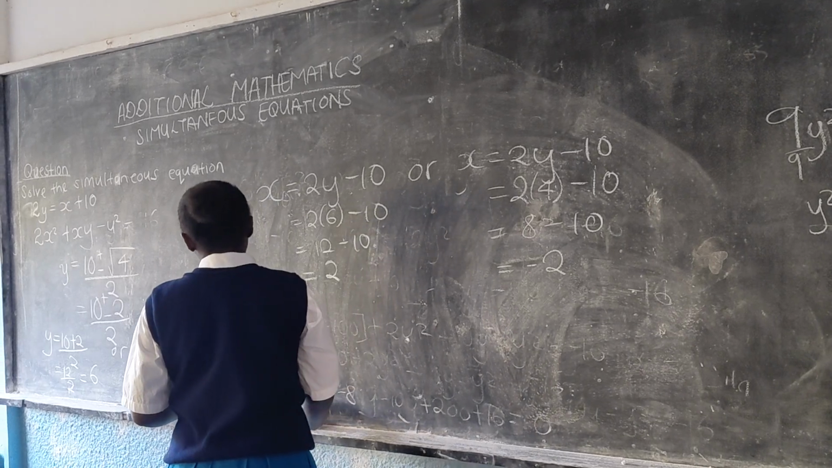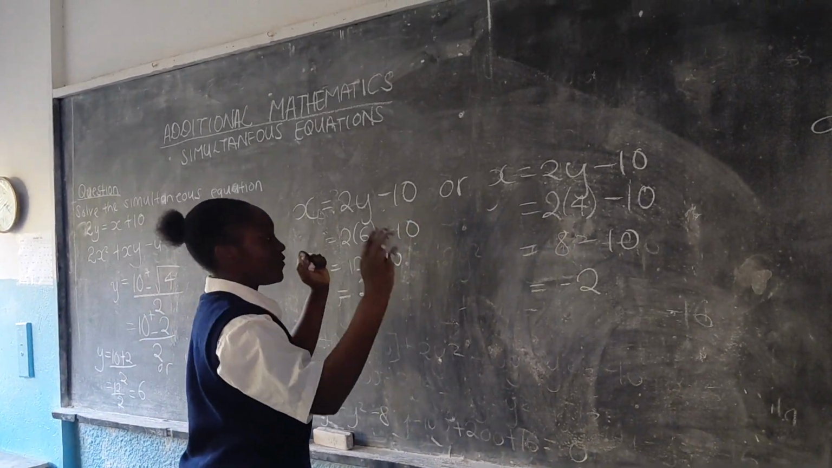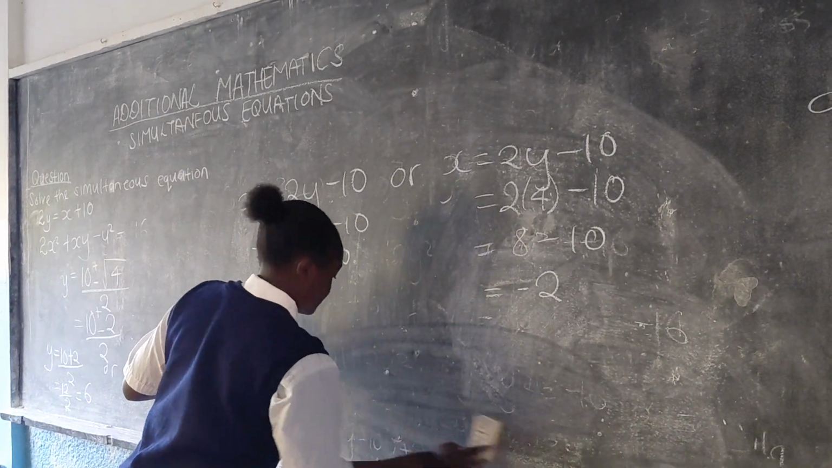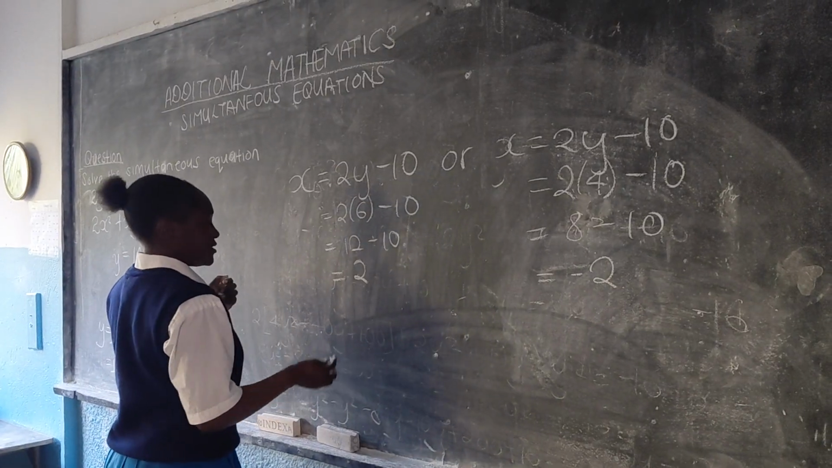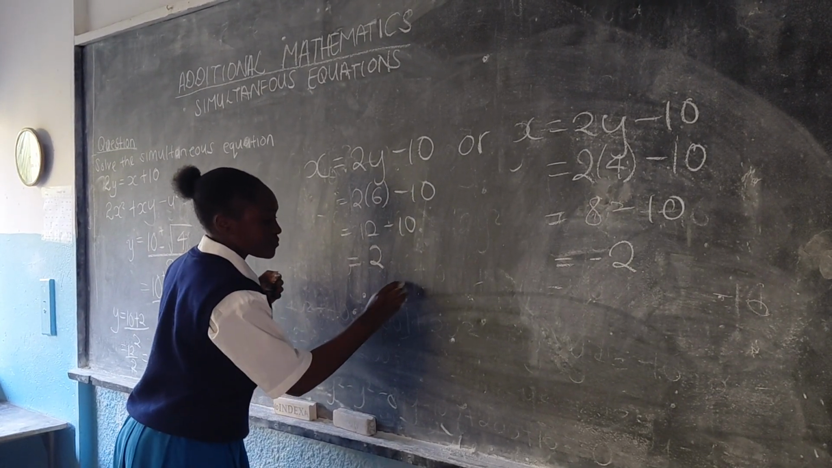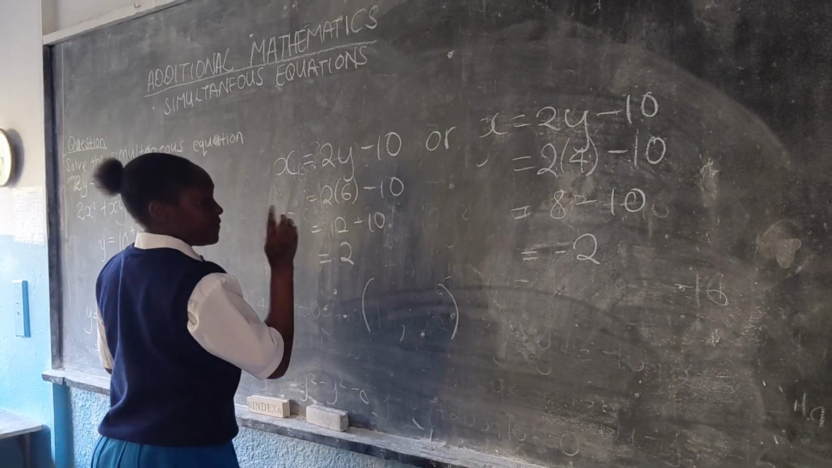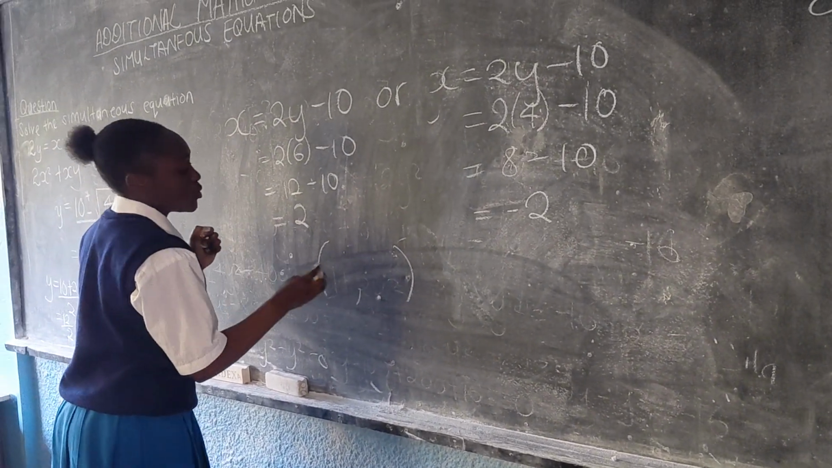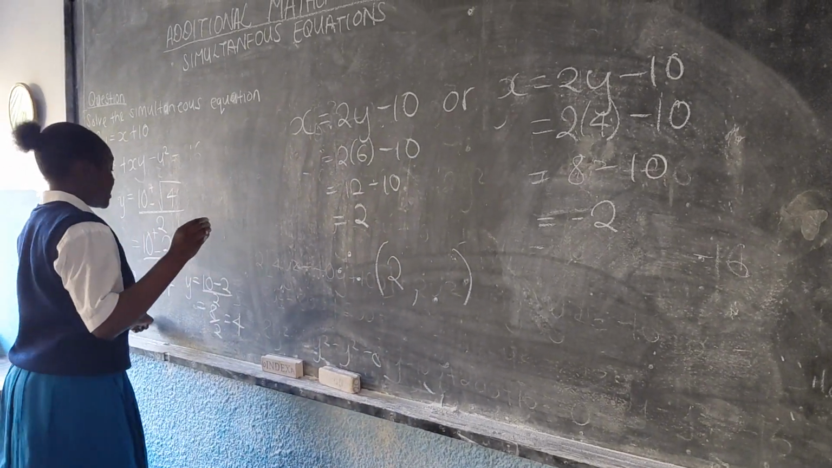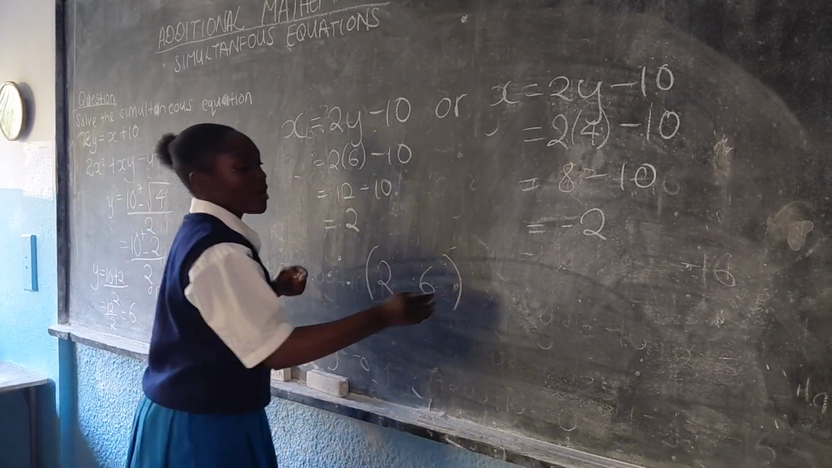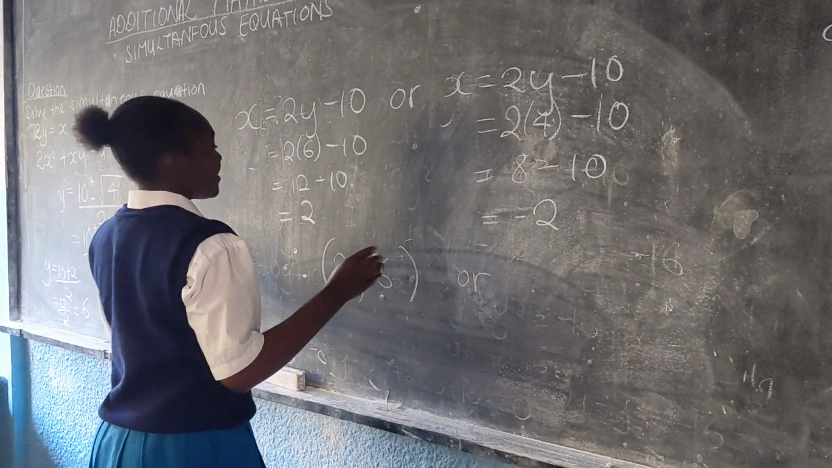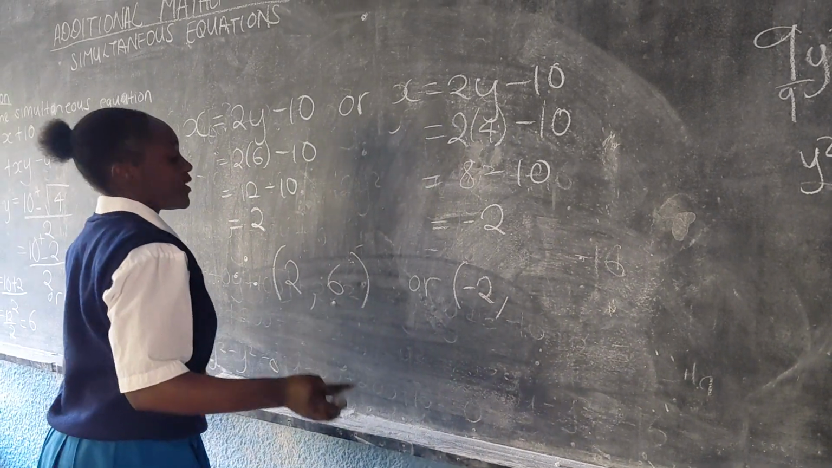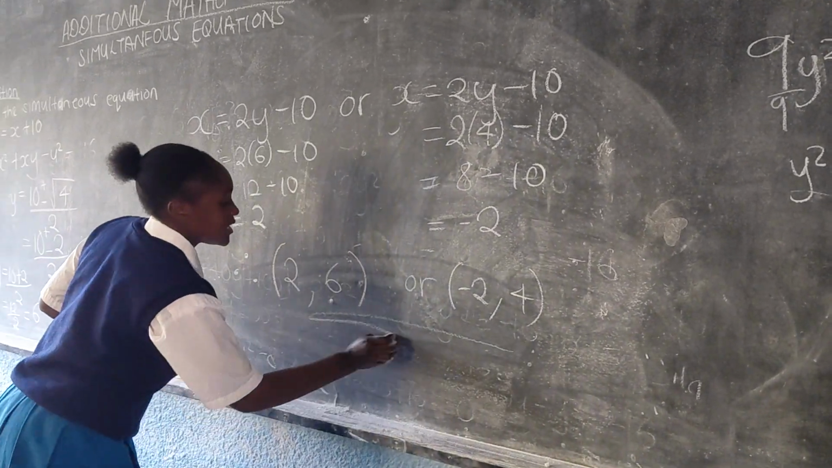So at this point, since we have the two values of y and the two values of x, we are going to present our final answer in coordinates. So, the final answer will be written as, therefore, you start with the value of x, which is x1, 2. So you write 2 and the first value of y, 6. So (2, 6), or the second value of x, which is negative 2, and the second value of y, 4. And your answer is done.